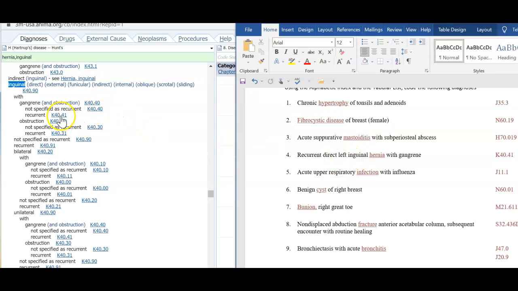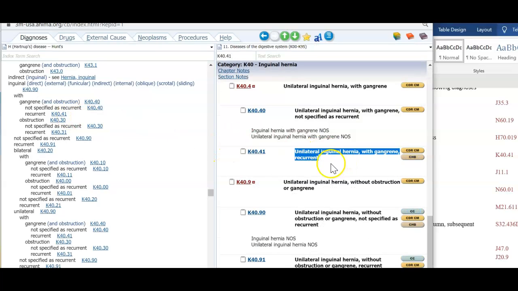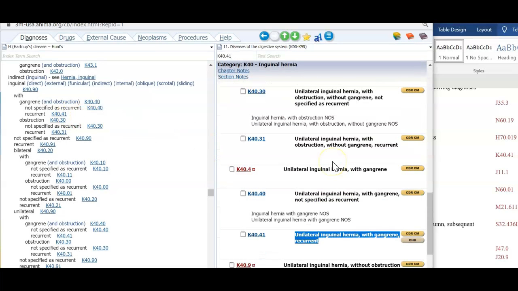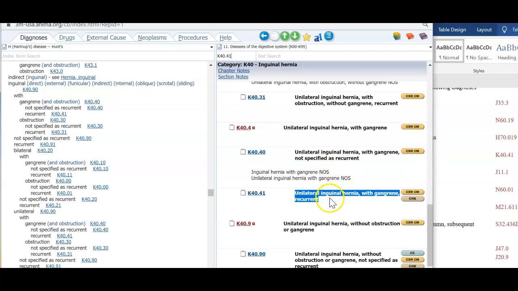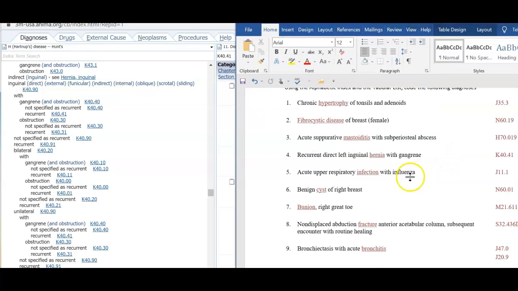But let's see if there's not anything here. One thing to remember, it does say unilateral, so that covers the left. Now bilateral, if it said left and right, then we would have wanted to code bilateral. So once you look it up in the tabular, there's no notes that we need to code anything more. So my code's going to be K40.41.